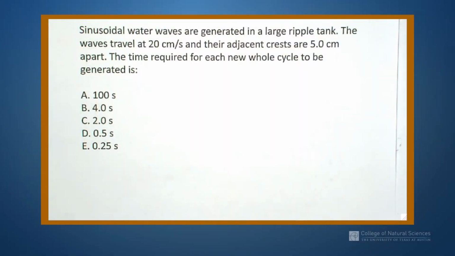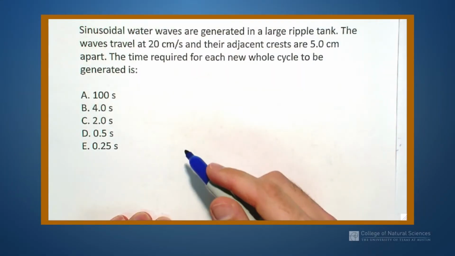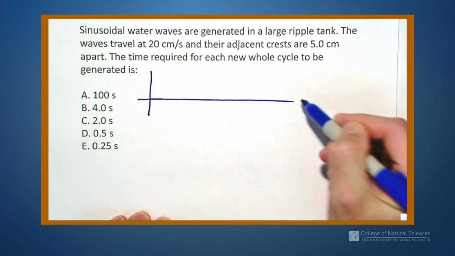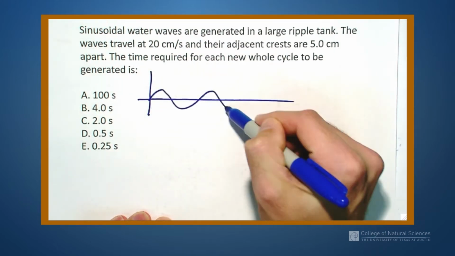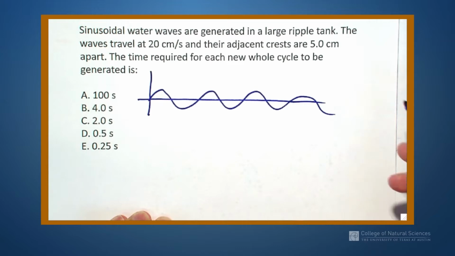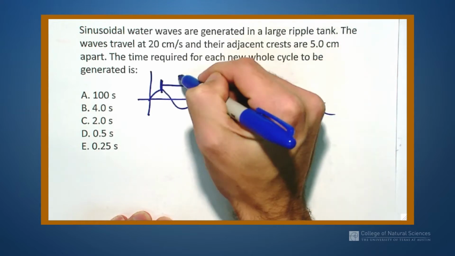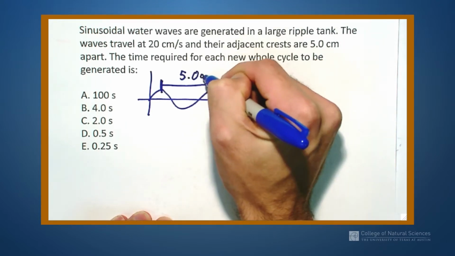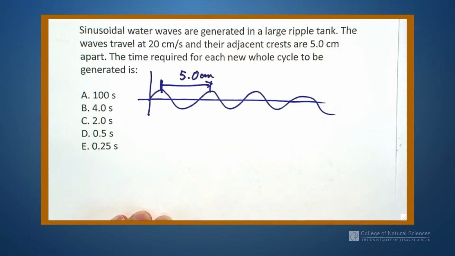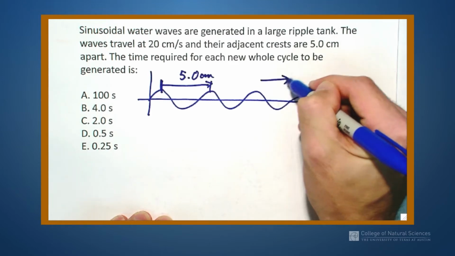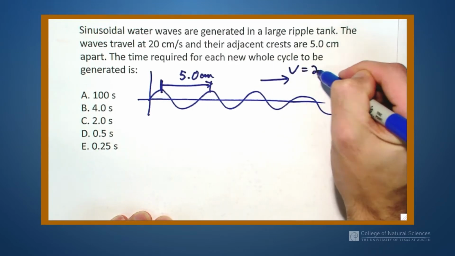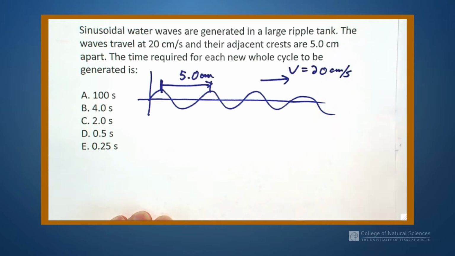So this question says that we have a sinusoidal water wave generating in a large ripple tank. If I were to look at the side of this, we're going to have a sinusoidal wave in a large ripple tank. And it says that the adjacent crests from one to the other are 5 centimeters apart, and that this wave is traveling with a velocity of 20 centimeters per second.